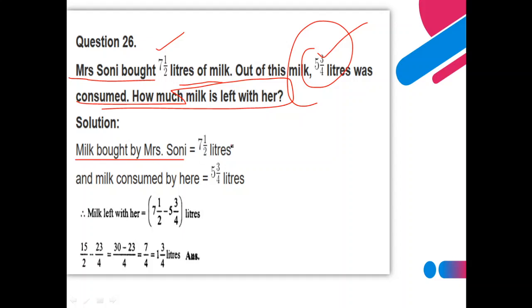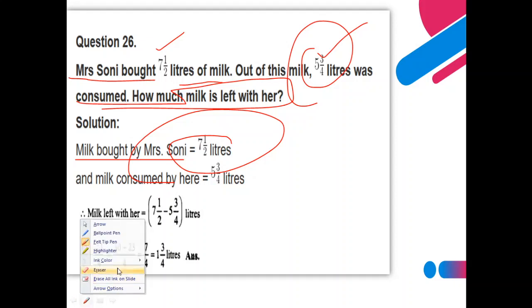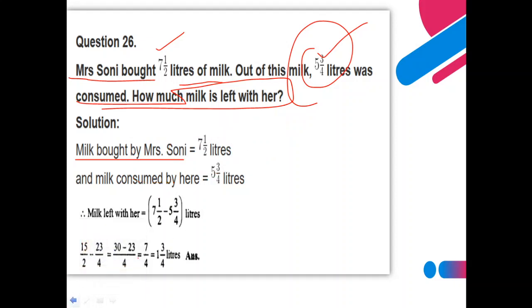Milk bought by Mrs. Sony, 7 1 by 2 liter, and milk consumed by her 5 3 by 4 liter, and then milk left with her is 7 1 upon 2 minus 5 3 by 4 liter. After that we will convert it into improper fraction: 15 upon 2 minus 23 upon 4.